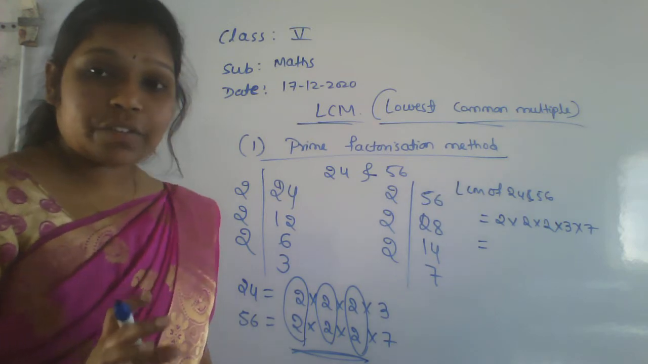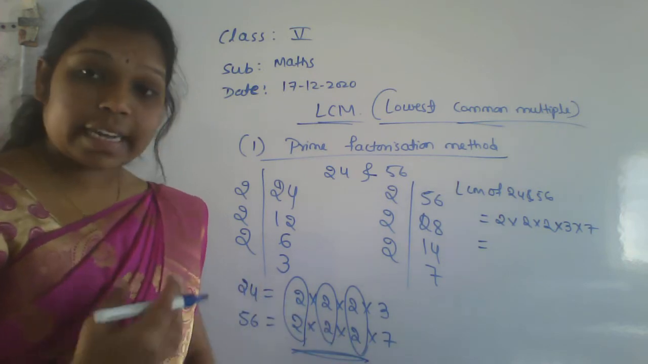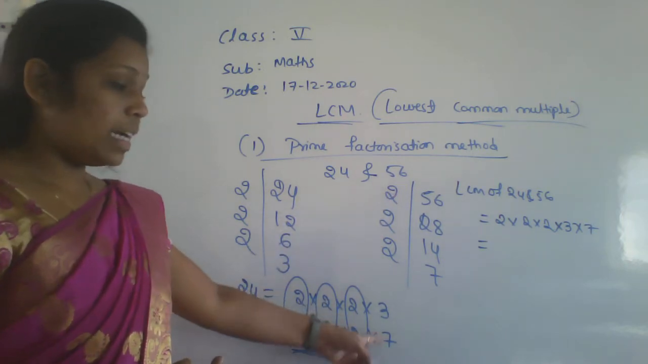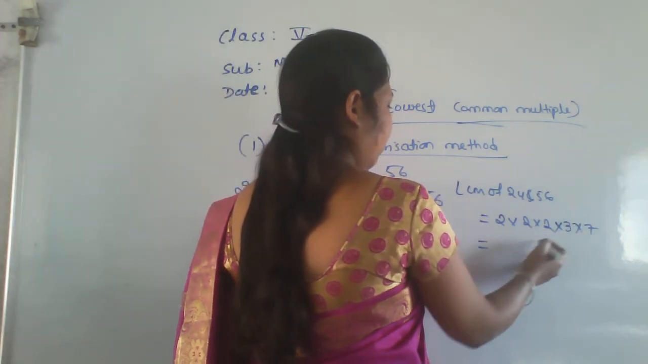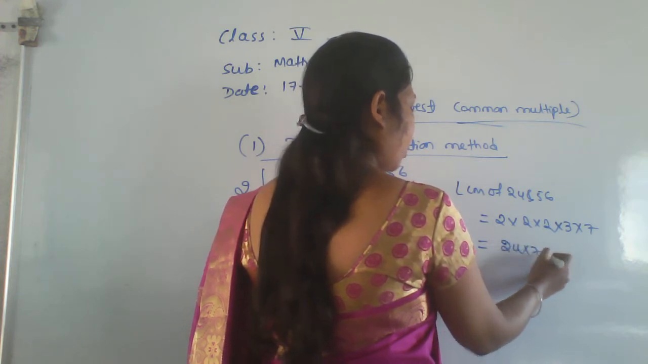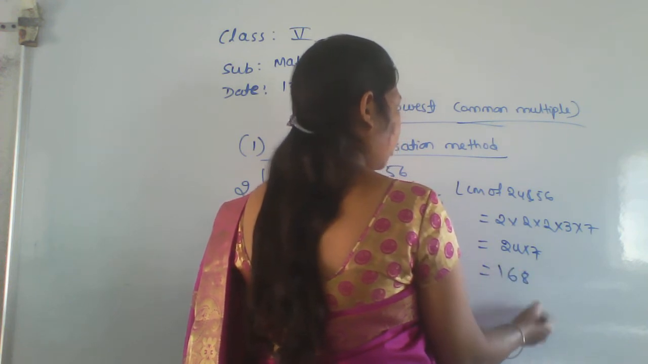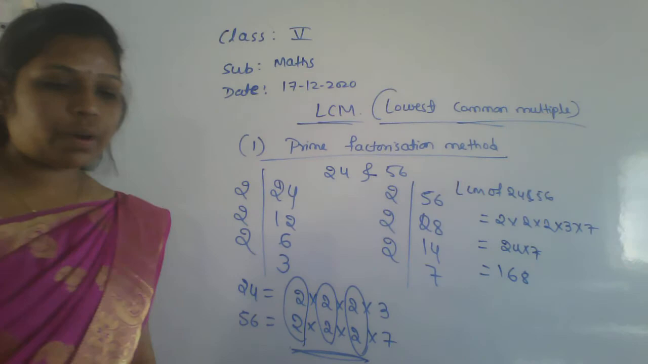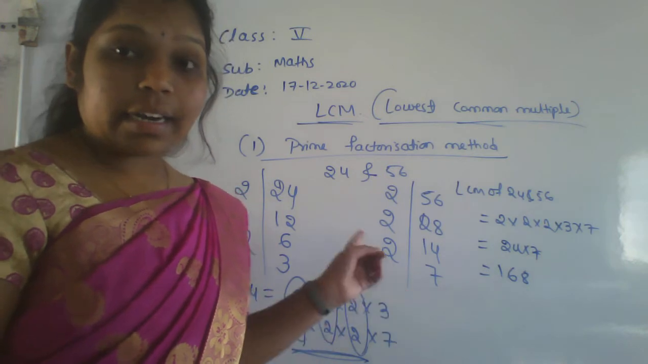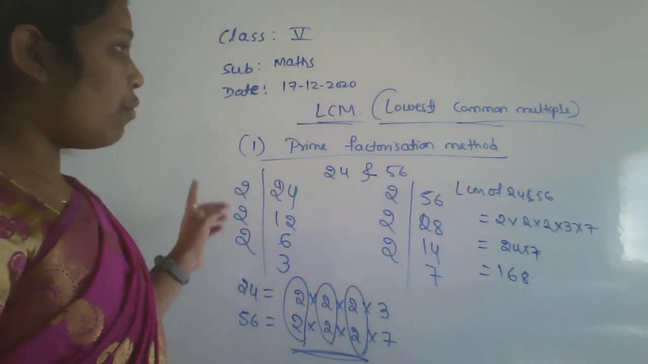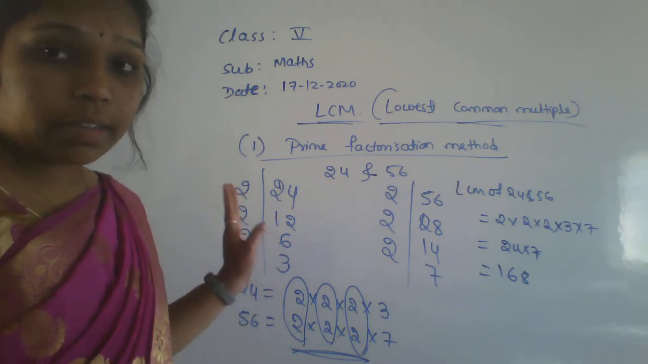The only difference between the LCM and HCF is that we are not multiplying the 3 and 7 in the HCF, but in the LCM we are multiplying these two numbers also. Now multiply: 2 4s are 8, 8 3s are 24, 24 7s are 168. So the LCM of 24 and 56 is 168. Like this we have to find the LCM of given numbers using the prime factorization method.